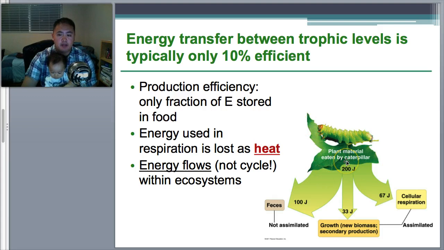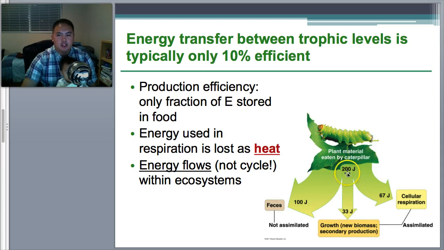plant material that this caterpillar is eating. So if this plant had, say, for example, 200 joules of energy in it, it loses some of that energy because it uses it. It's going to use some of that energy to actually grow, and then if it's eaten or travels on, some of it is going to be not even used. Like half of it is just into poop. It's not assimilated. It's not even used. So you could see a lot of this energy.